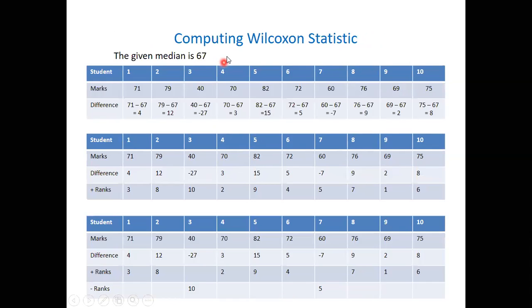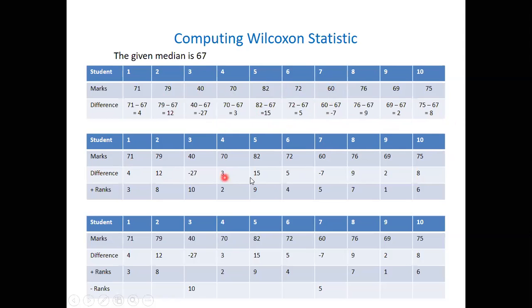So the median is 67. If you remove 67 from each of them, look at the difference. It gives you all these values: 4, 12, minus 27, 3, 15, 5, minus 7, 9, 2, 8. You see, two have negative values. Those two, the values you are removing 67 from are actually lower than 67, and that is why you're having negative values. Look at this one, 40 and 60. When you remove 67 from them, it gives you a negative value. The rest are higher than 67, so they give you positive.